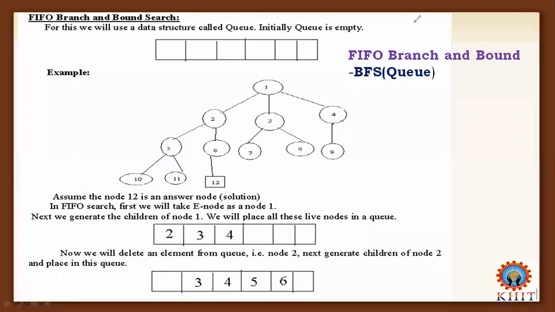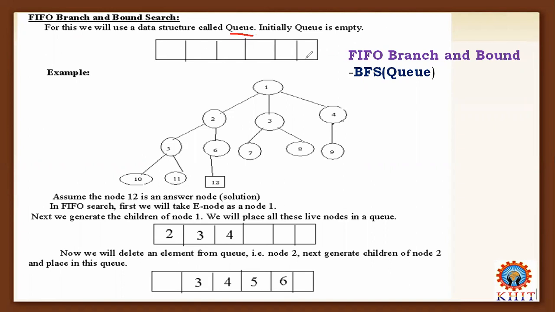Friends, we will discuss the same concept, first in, first out branch and bound searching technique, with another example. Here we can take the example as a queue. We are solving the given problem by using a data structure that is called a queue. Queue is the data structure.